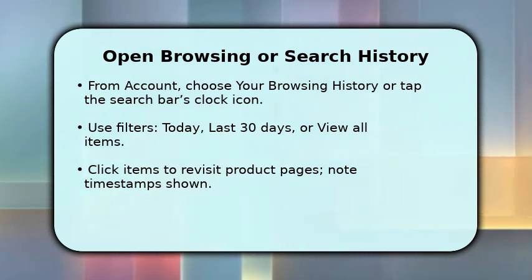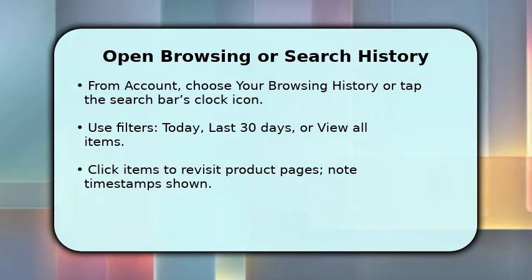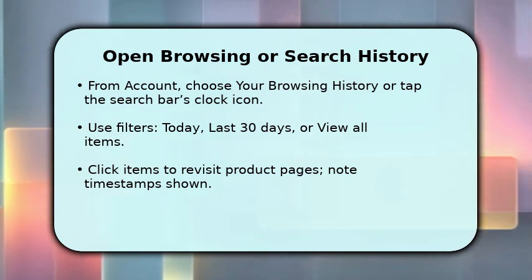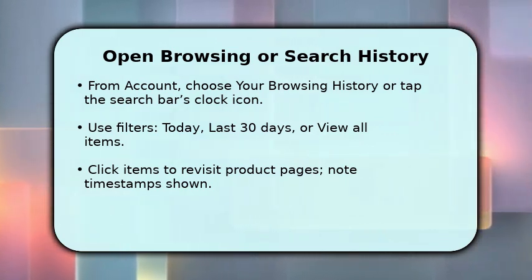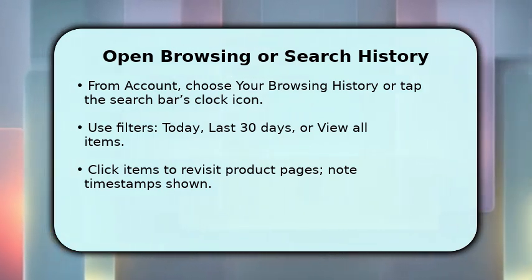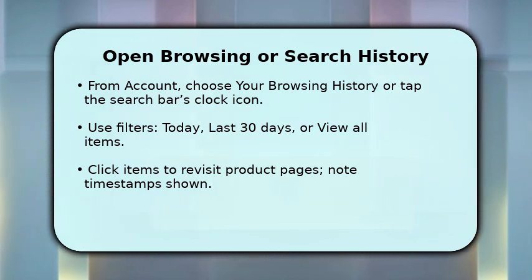Make sure to switch filters if you need older entries, choose Today, Last 30 days, or View All. You can click any item to reopen the product page and confirm why it appeared. Also look for timestamps and device labels so you know which device or session created each entry.